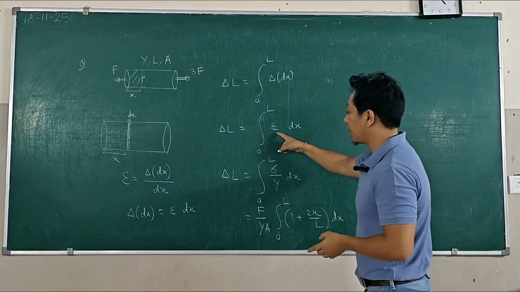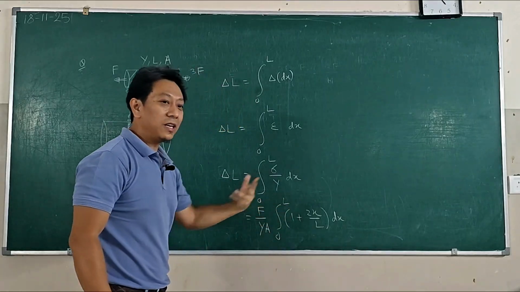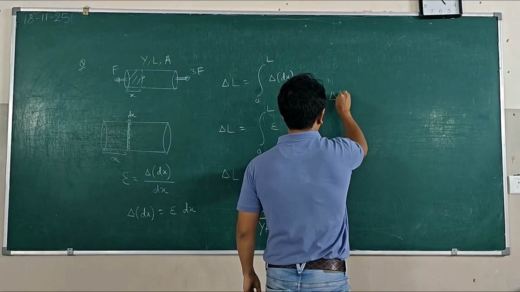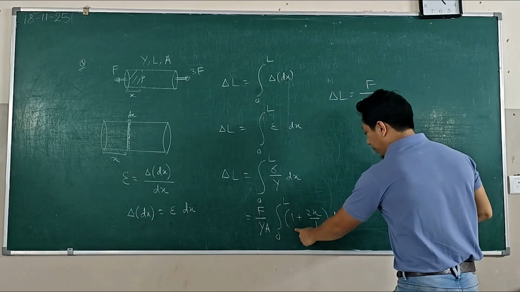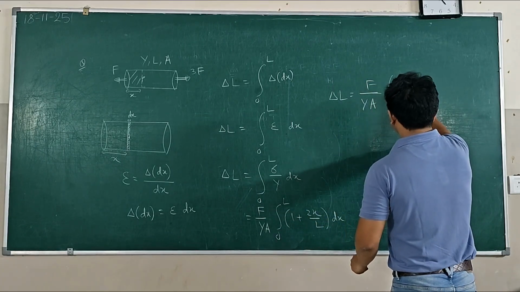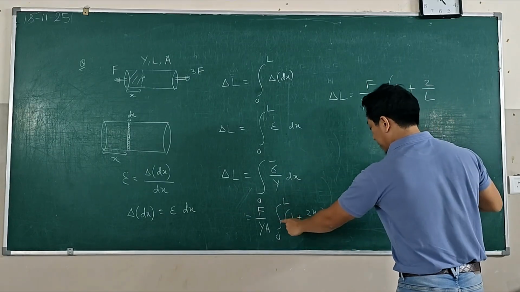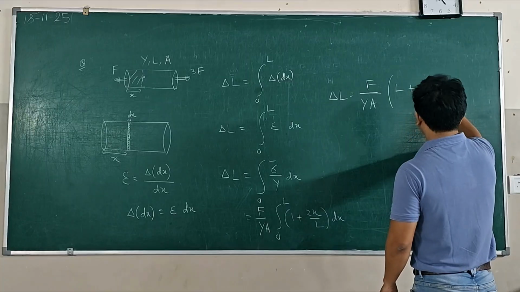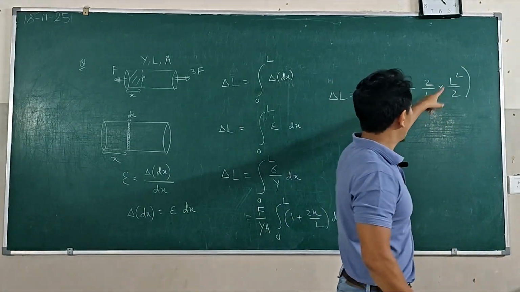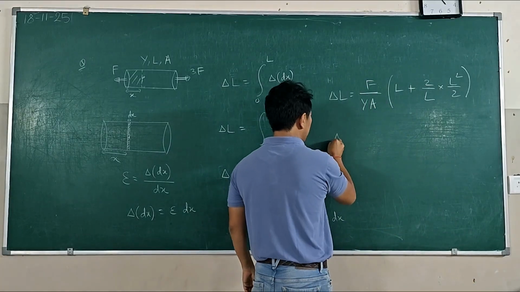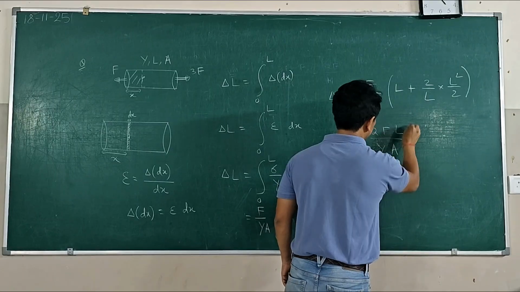So make sure to write strain in terms of stress. Why, sir? Because we know the formula for stress. Now anyone can do this. Let us try to do this directly, students. Integral of 1 dx from 0 to L will be L plus 2 by L will come outside. Integral of x from 0 to L will be what? x square by 2, L square by 2, correct? 2 cancel, 1 L cancel, L plus L, 2L. What is the change in length? 2FL by YA.